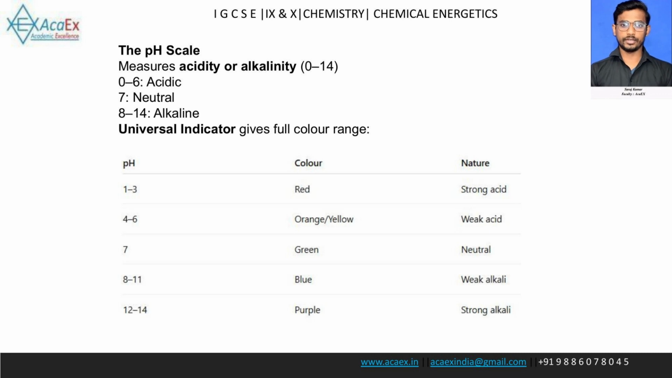pH 1 to 3, red color, indicating a strong acid. pH 4 to 6, orange or yellow color, indicating a weak acid. pH 7, green color, indicating it is neutral. pH 8 to 11, blue color, indicating a weak alkali. pH 12 to 14, purple color, indicating a strong alkali.